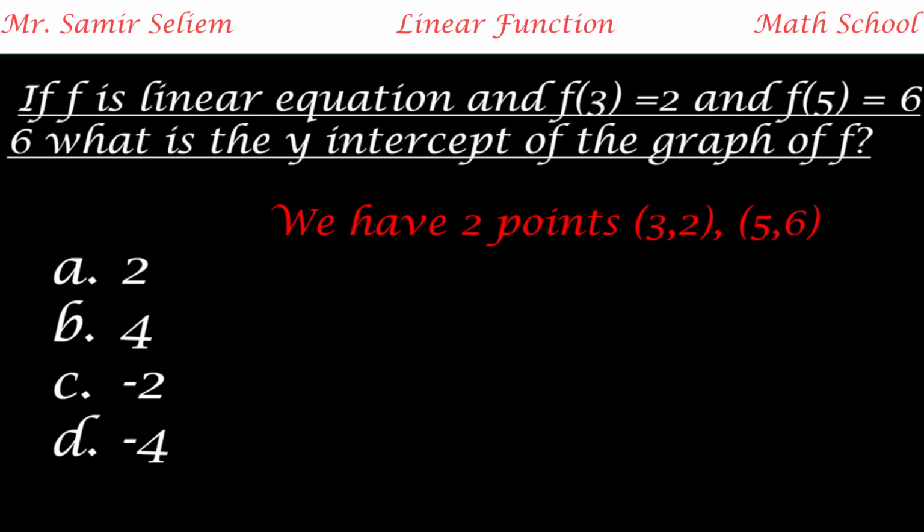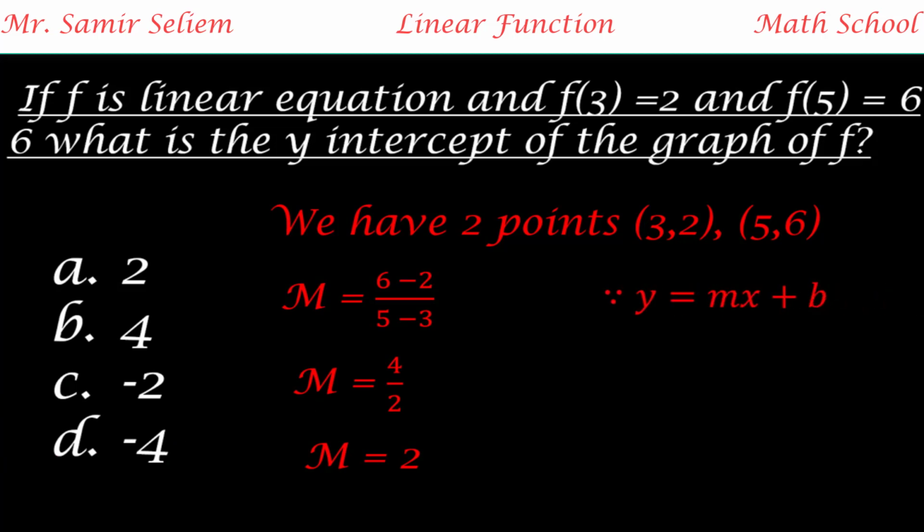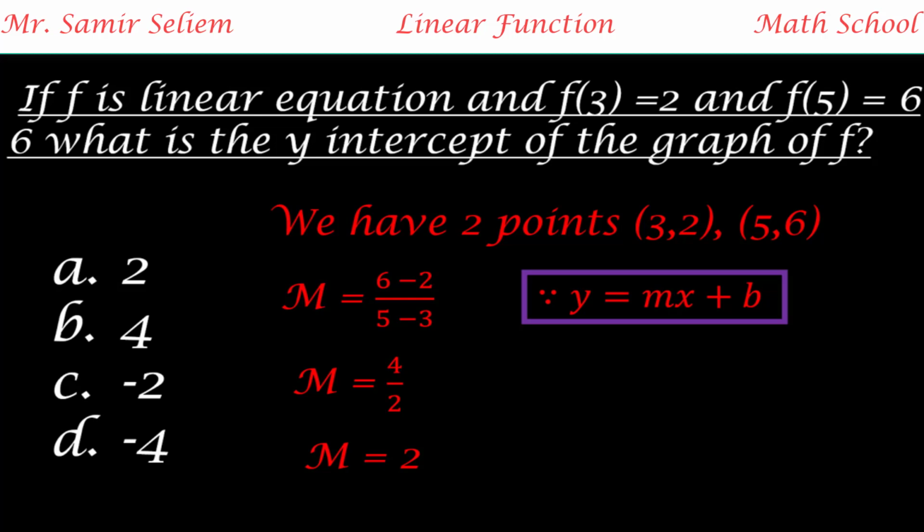So we can find what? We can find the slope. Now 6 minus 2 over 5 minus 3, so it will be 4 over 2, which equals 2. So we can write here the equation. The equation, or the y-intercept form, is y equals mx plus b. M is the slope.